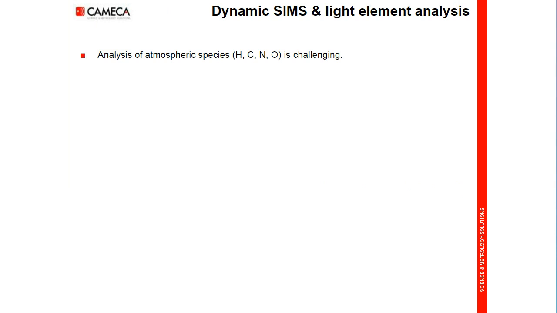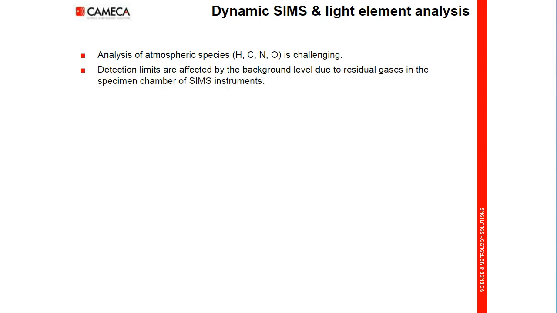Analysis of atmospheric species, hydrogen, carbon, nitrogen, oxygen, is known to be challenging. During the analysis of light elements, and more specifically of residual gas species like H, C, N, O, detection limits are affected by the background level due to residual gases in the UHV specimen chamber of the SIMS instrument. It is also known that the background levels depend on the sticking coefficient between the residual gas species and the matrix materials. For instance, the oxygen detection limit degrades as the matrix aluminum content increases because of the increasing sticking coefficient between H2O and the matrix.